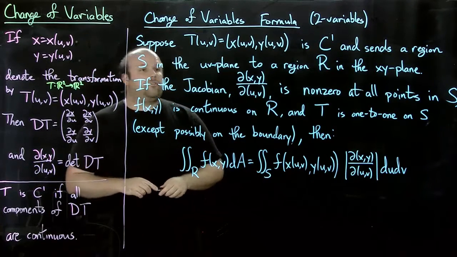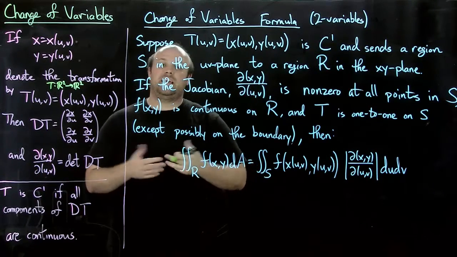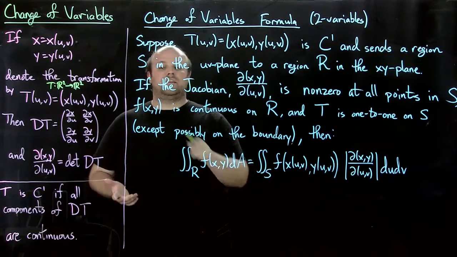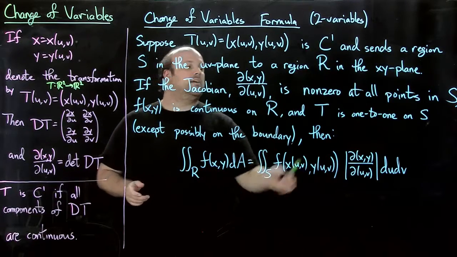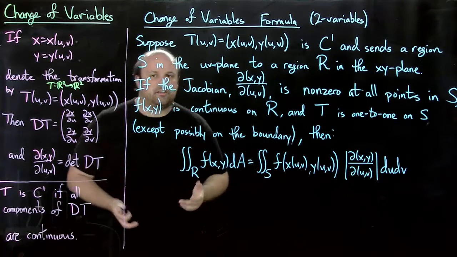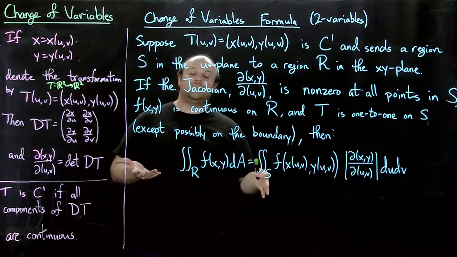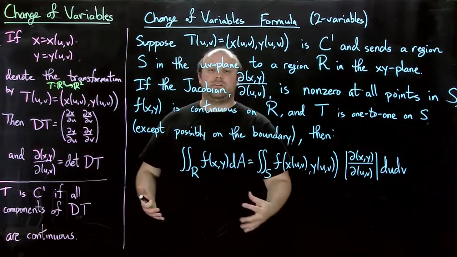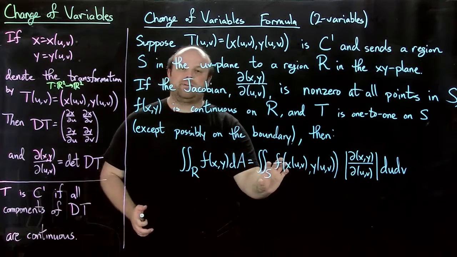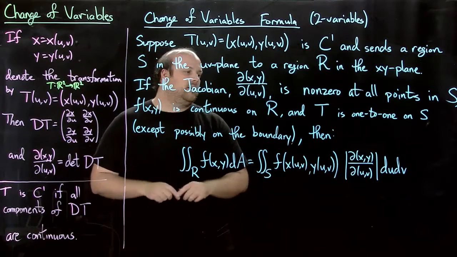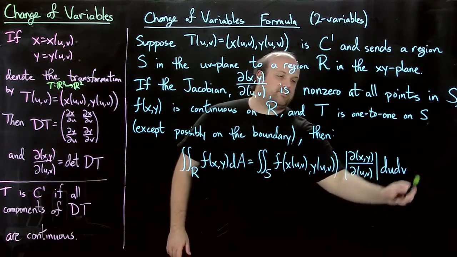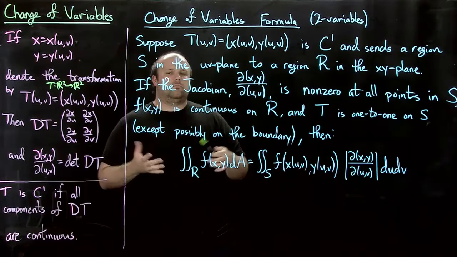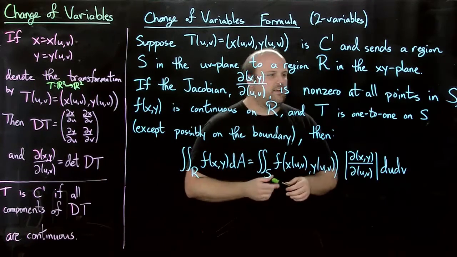Now if the Jacobian of this transformation is never 0 on S, and as long as the function is continuous on R and this transformation is 1 to 1, then we can use this change of variables formula, where we replace x and y with whatever they are in terms of u and v. R becomes whatever region it is in the uv plane, and then dA becomes this term here, the Jacobian times du dv.